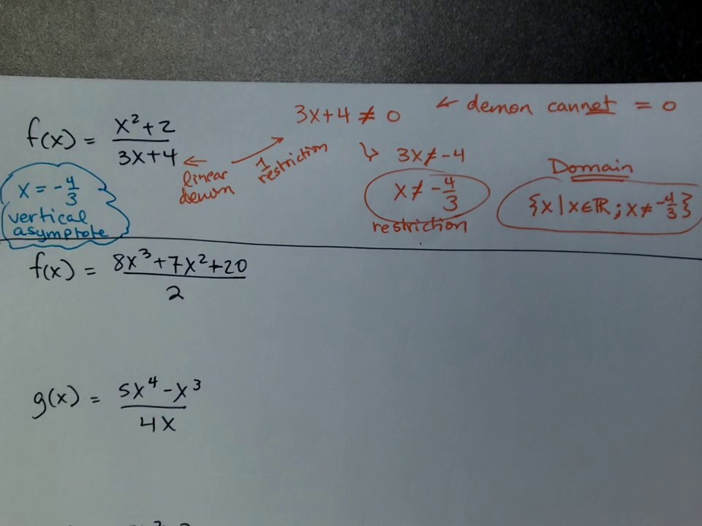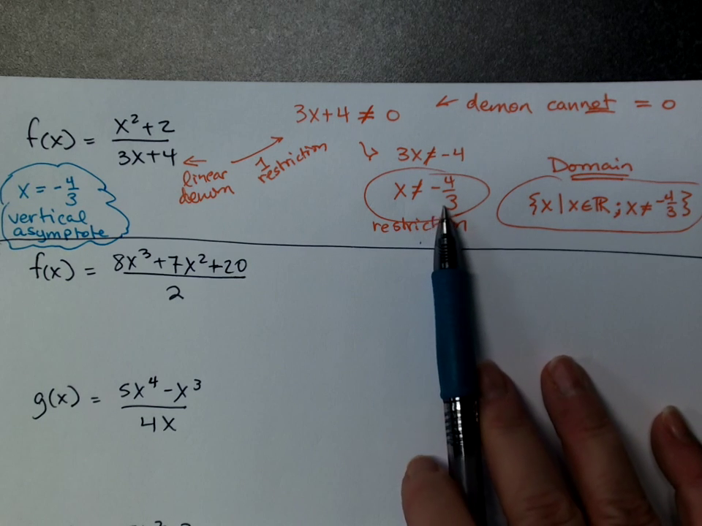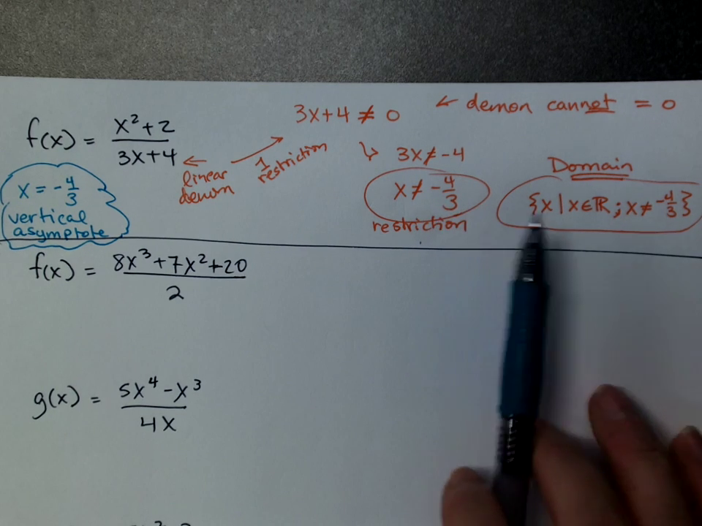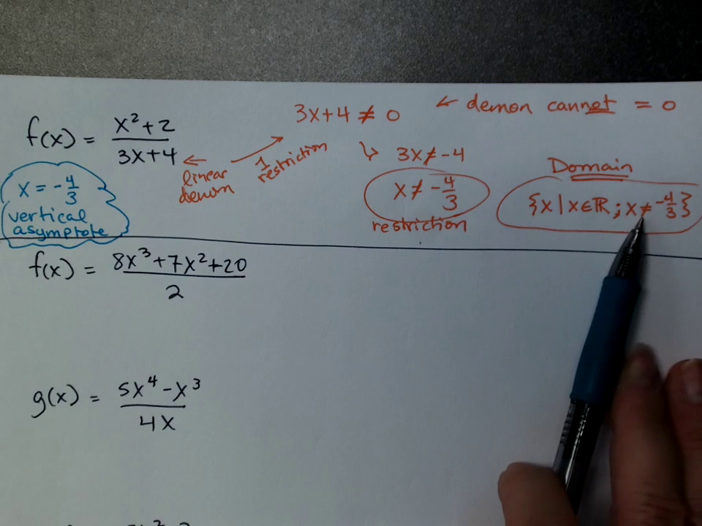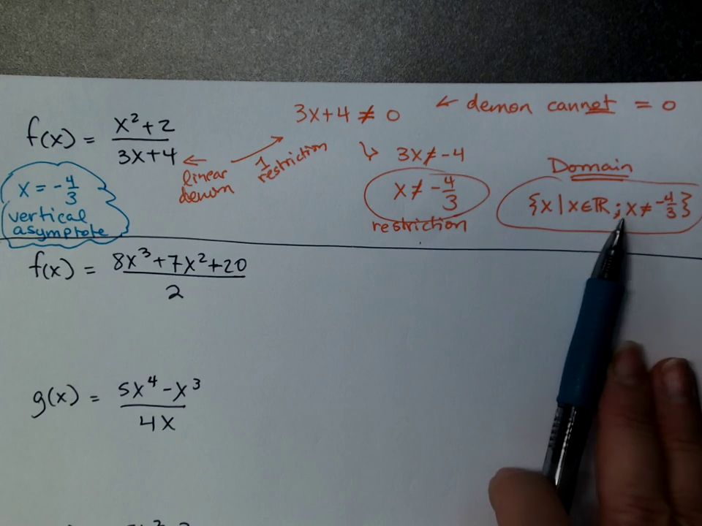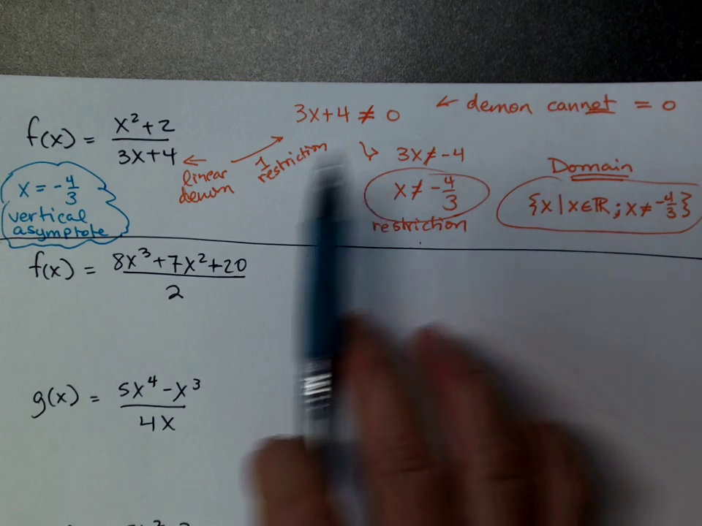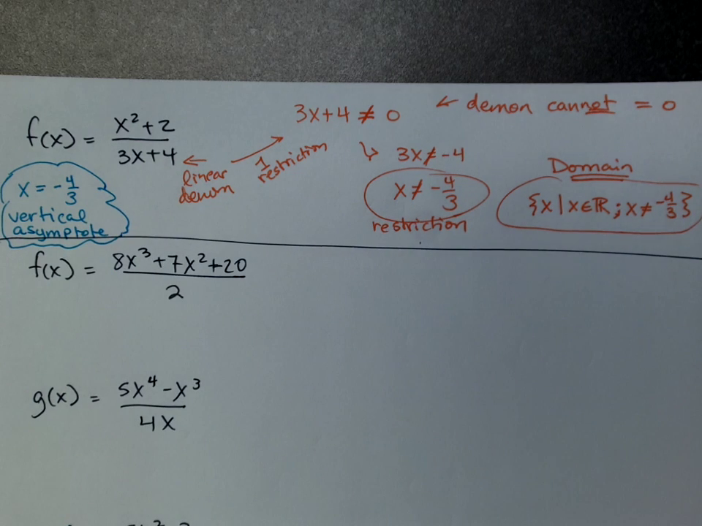As part of the domain, as in all the possible x's in ordered pairs, you will never find an ordered pair where x is equal to negative 4/3. So x cannot be negative 4/3. But if you write it as x equals negative 4/3, what you wrote is the vertical asymptote. The equation of the vertical asymptote.